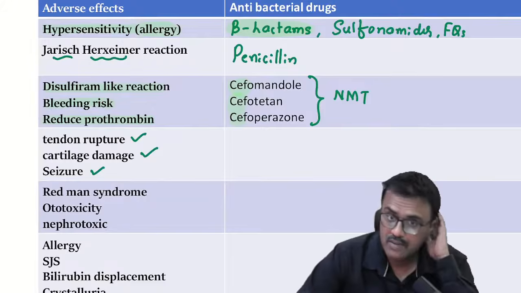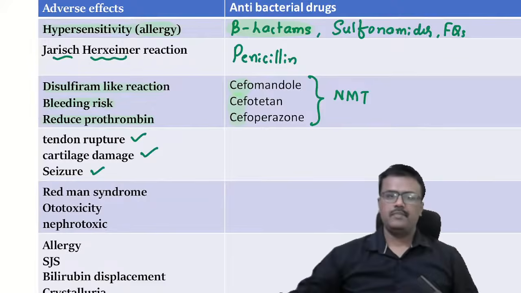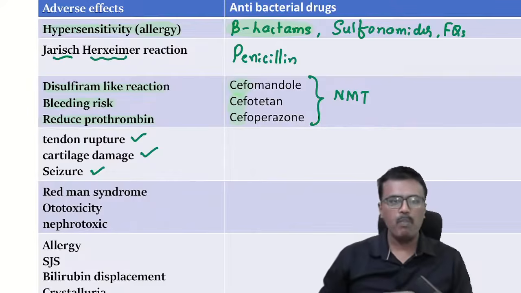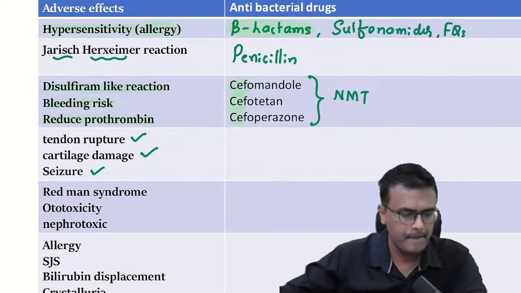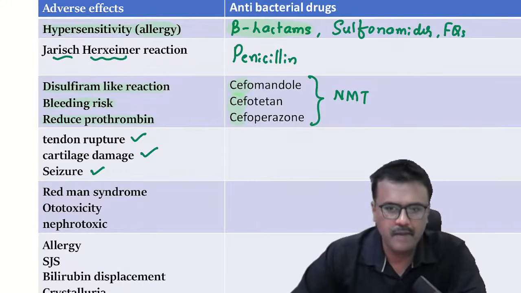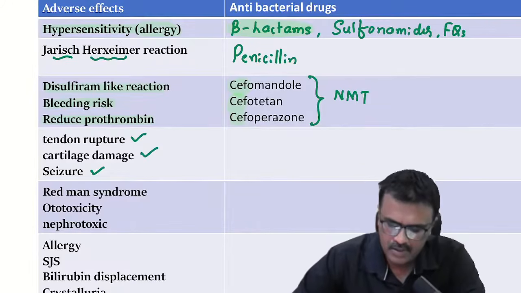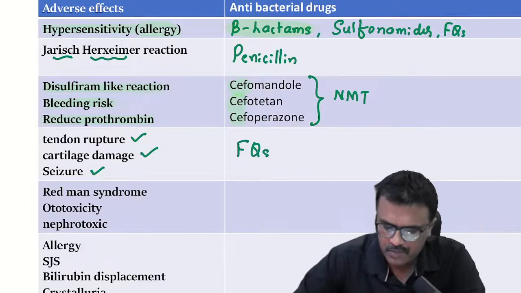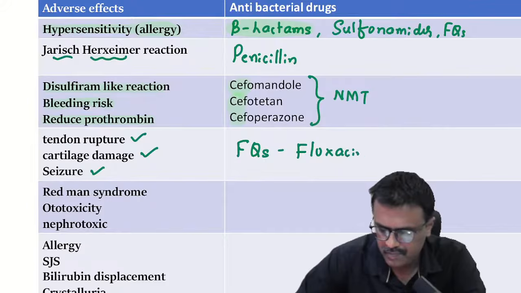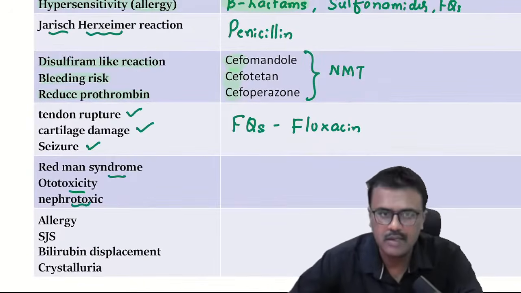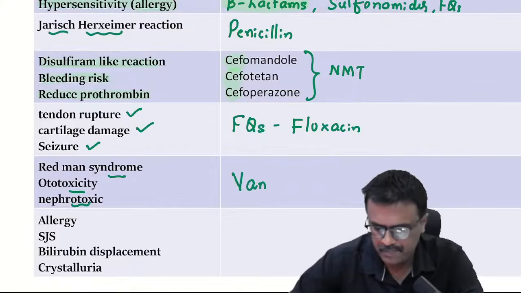Now tell me which antibiotic will cause tendon rupture, cartilage damage, and seizures. Yes, you should answer this. Yes, this is done by fluoroquinolones. Red man syndrome, ototoxicity and nephrotoxicity, yes, you know it is caused by the vancomycin group of drugs.